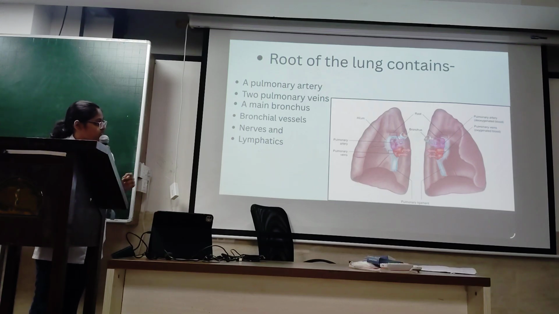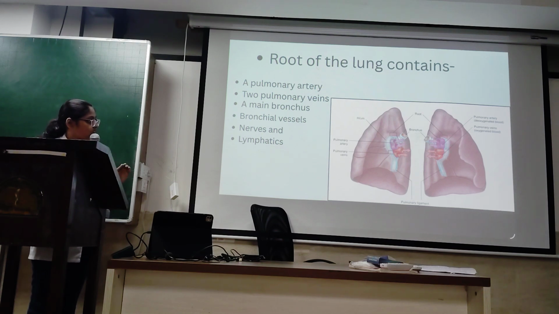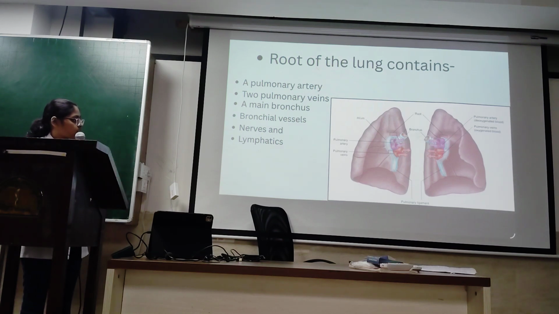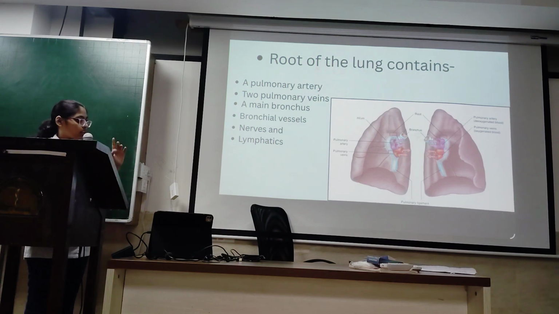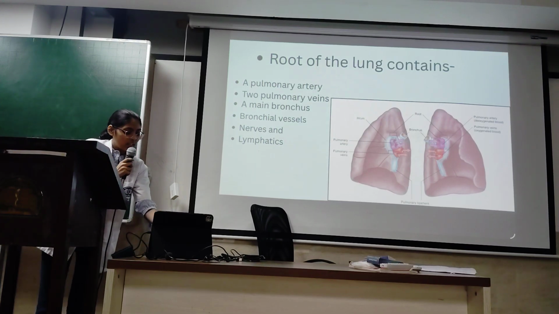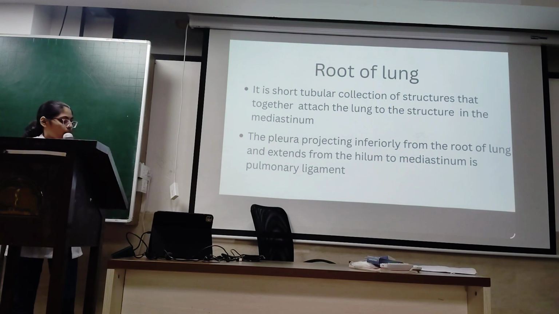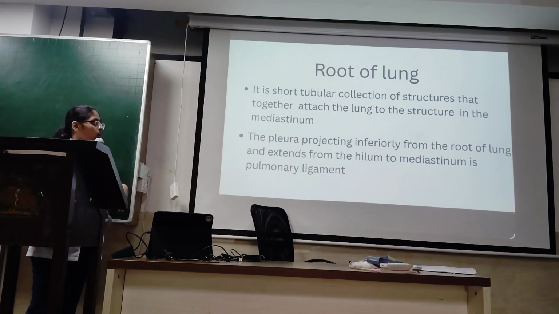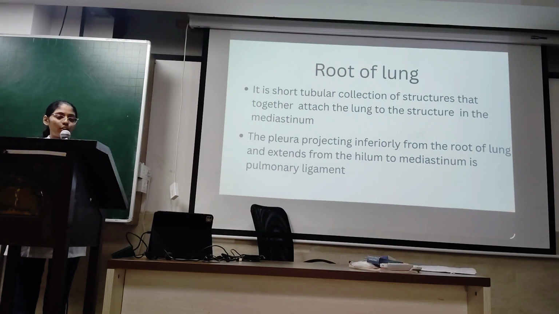The root of the lung contains these structures that can be seen. The bronchus can be seen, 2 pulmonary veins which are red in color can be seen. Then a pulmonary artery can also be seen. Then here is a blue colored structure which is projecting downward. This structure is known as the pulmonary ligament. So the pleura projecting downward from the root of the lung and extending from the hilum to the mediastinum, this structure is known as the pulmonary ligament.